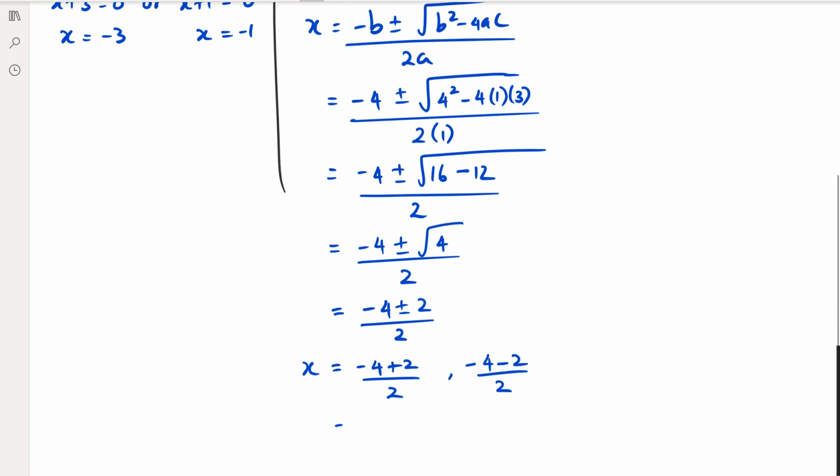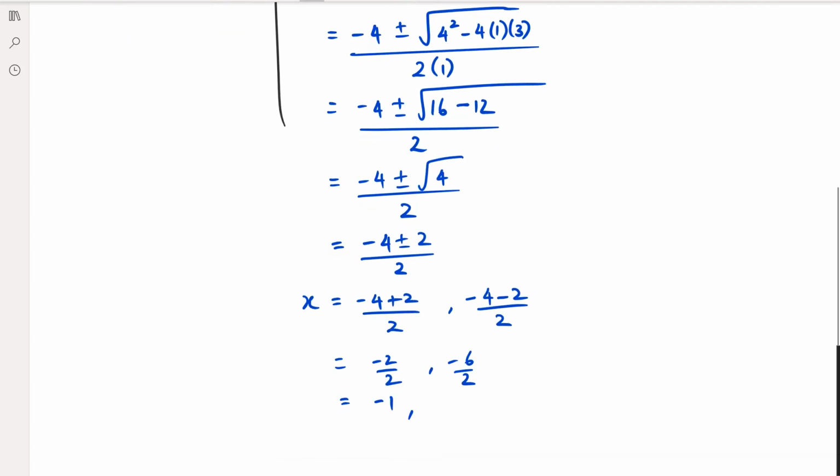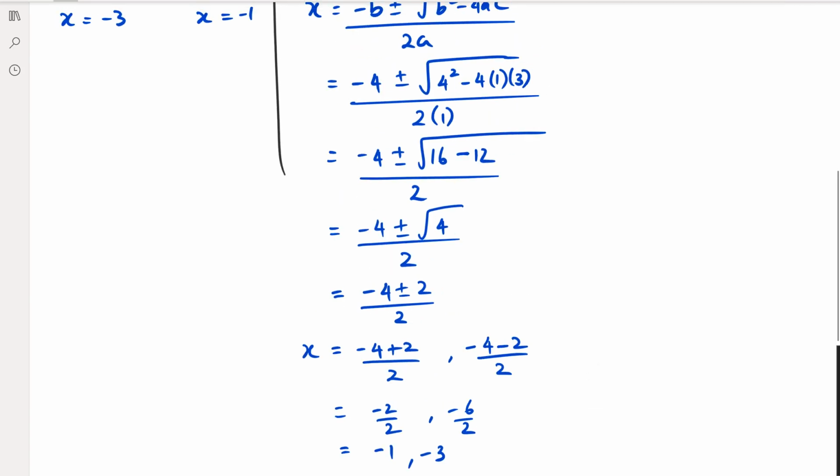So when I do this, I end up with negative 4 plus 2 is negative 2 over 2, and negative 4 minus 2 is negative 6 over 2, which is equal to: negative 2 divided by 2 is negative 1, and negative 6 divided by 2 is negative 3. And what you guys should see is that we are getting the same 2 answers there.